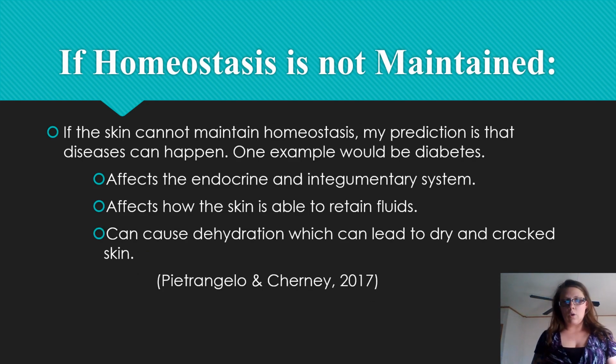If the skin cannot maintain homeostasis, my prediction is that disease will happen. One example would be diabetes. If a person has diabetes, the endocrine system has a hard time maintaining the correct blood glucose level, and if the diabetic does not closely monitor their blood glucose level, they could have problems with other systems, such as the integumentary system. If they allow their blood glucose level to become abnormal, the body can lose fluids at a faster rate. This could cause them to become dehydrated and can lead to dry and cracked hands and feet. Poor circulation, ulcers, and infection are also possible.